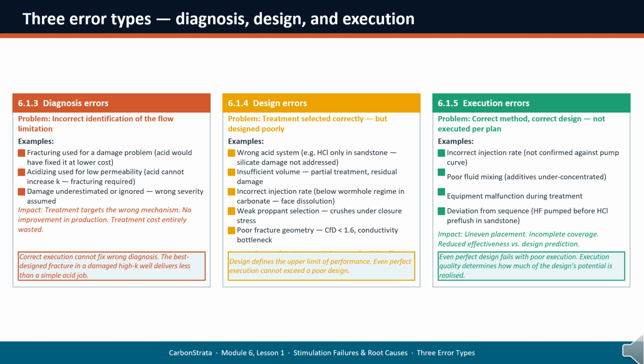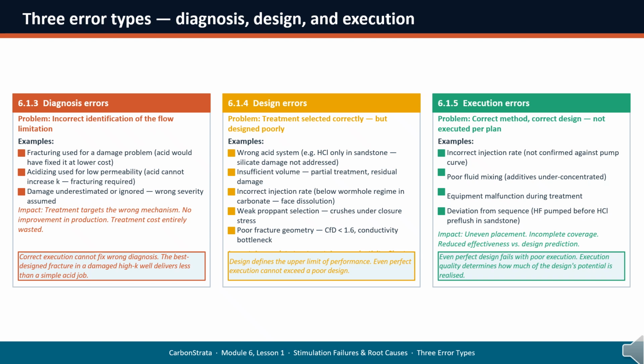Problem is correct. Design is correct, but delivery fails. Rate deviates. Fluid quality is incorrect. Sequence is not followed. System is disrupted during implementation. Now define key consequence. Actual result is lower than design performance.